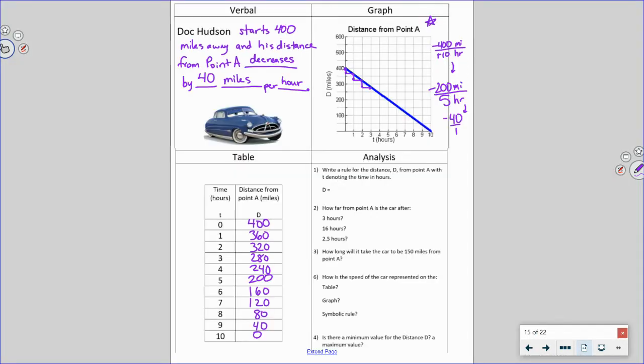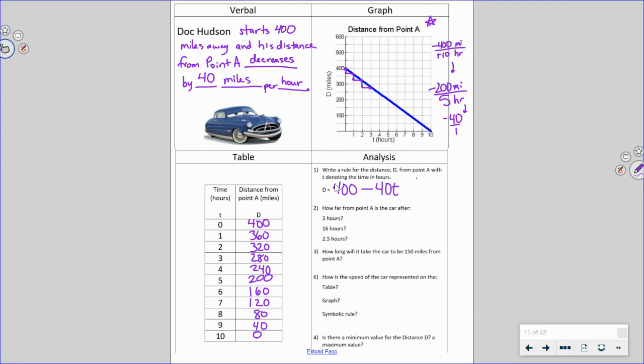All right, let's get to that equation. I believe we noted that he starts 400 miles away. What happens to his distance? It decreases. How much does it decrease? 40 every t hour. Challenge, if you want, pause the video, rewrite that equation in a different way.